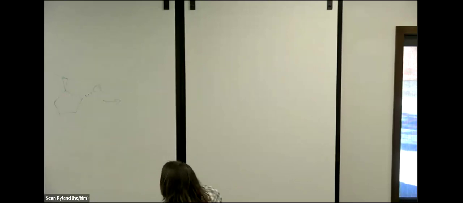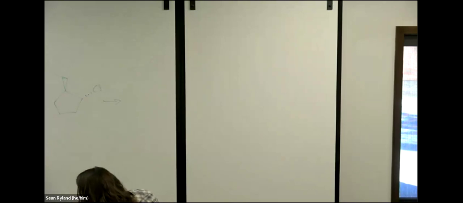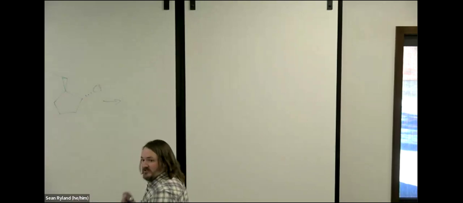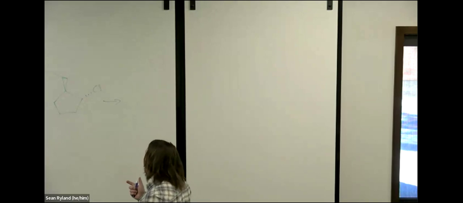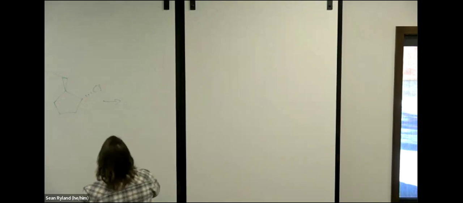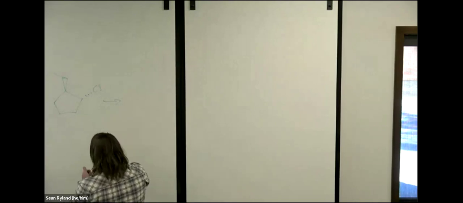So we go through SN1 or E1. We can do both of those at the same time, right? Because they're both going to go through the same intermediate. What's the first step in our first order reactions? Leaving group leaves. So both of them are going to head.